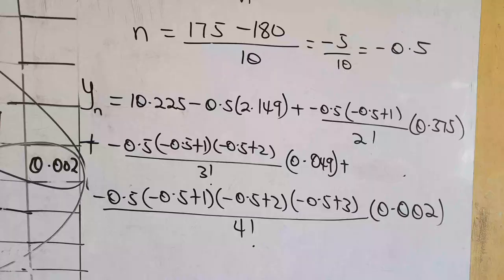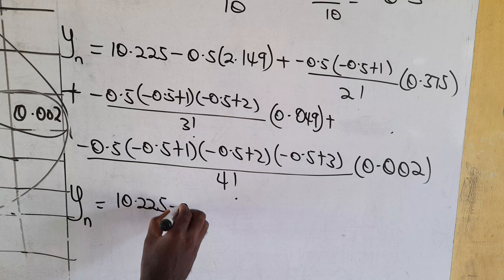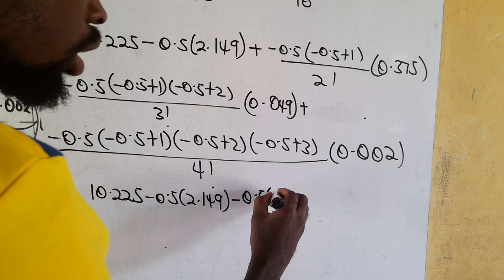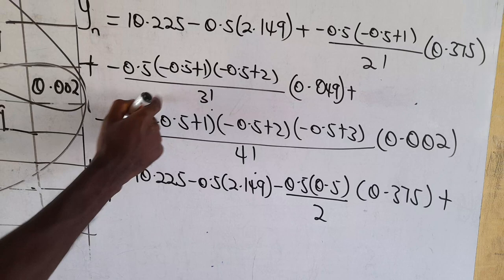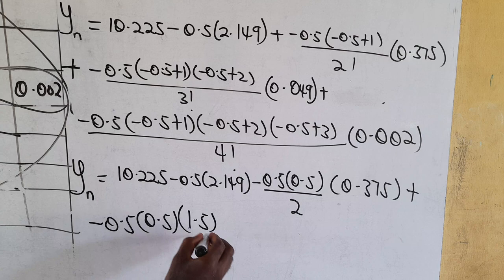So we can say that our yn is equal to, simplifying this, 10.225, then minus 0.5 times 2.149, then minus 0.5 times negative 0.5 plus 1, that will be 0.5 over 2 factorial is 2, then times 0.375. Then plus, we'll get negative 0.5, negative 0.5 plus 1 will be positive 0.5, negative 0.5 plus 2 will be 1.5, all over 3 factorial, which is 6, then times 0.049.